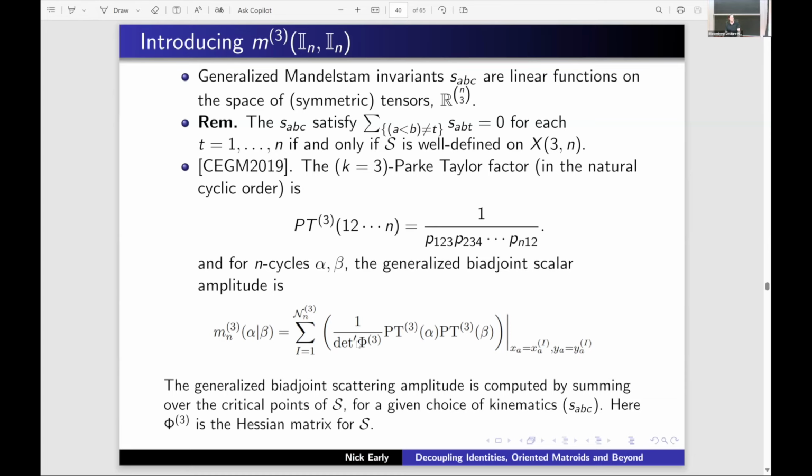Yes. I don't understand what's being said. You call these generalized biadjoint scalar amplitudes. Is there a theory which has these amplitudes? Or that's a mathematical thing we're discussing. It's a mathematical construction, yes. We have some notion of a formulation of color. We have some notion of that, some interpretation of decoupling identities, but yes, it's a purely mathematical theory.